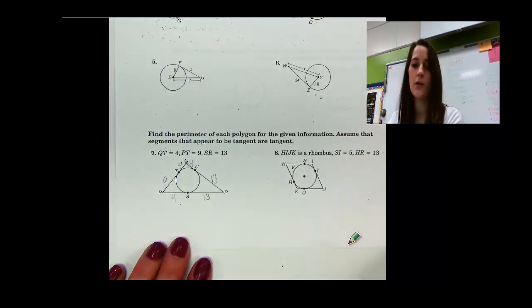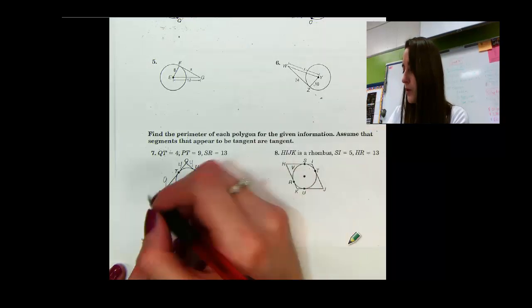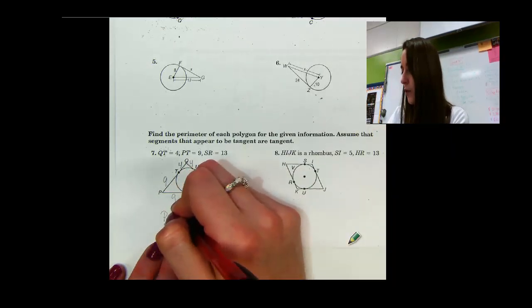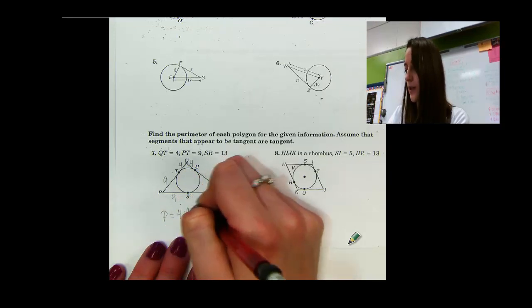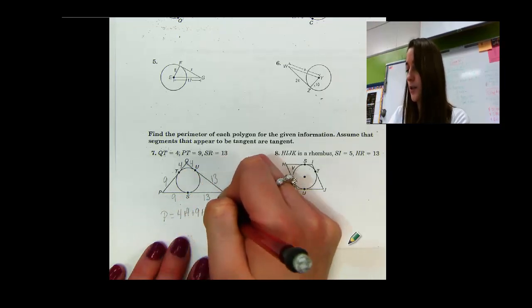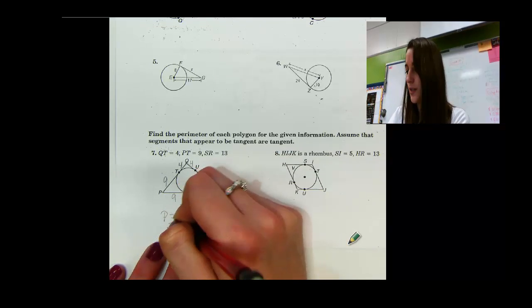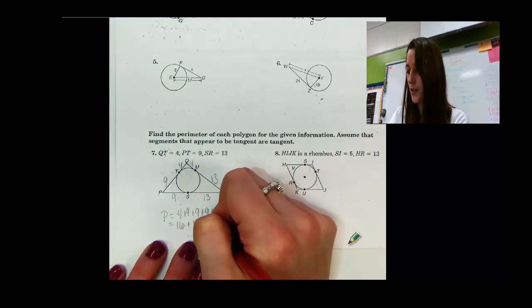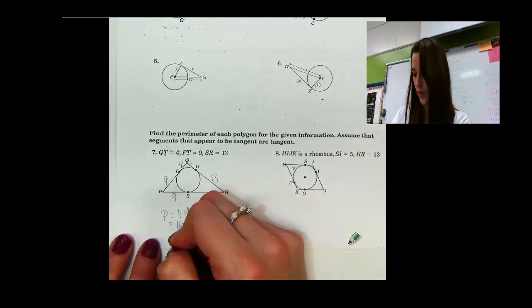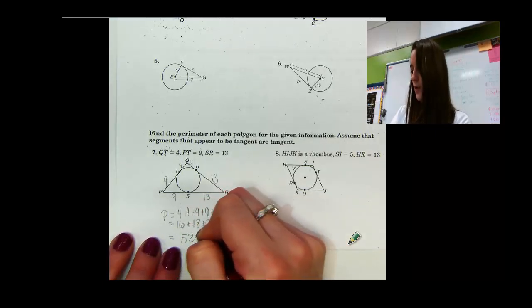And all we have to do is find the perimeter, so now we just add those up. Our perimeter is going to be 4 plus 4 plus 9 plus 9 plus 13 plus 13. So we're going to get 16 plus 18 plus 26. And we're going to come up with a total of 52 units.